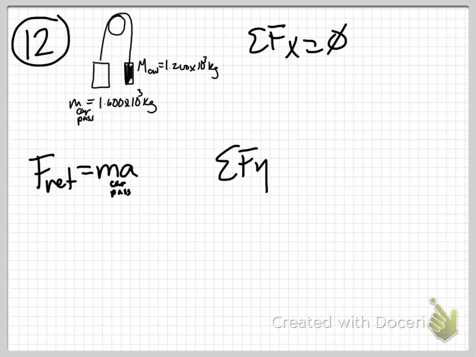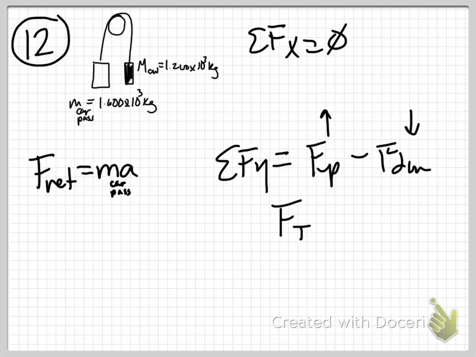Sum of forces on the y is equal to all the forces up on the car minus all the forces down on the car. And what force up do I have? What do we call the force exerted through a cable? Force of tension. So I know that I have a force of tension up on the car, and I know that the force down is force of gravity on the car with passengers. Now the $64,000 question, what's the force of tension?